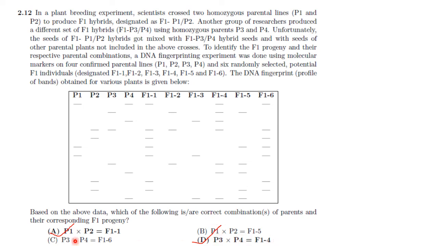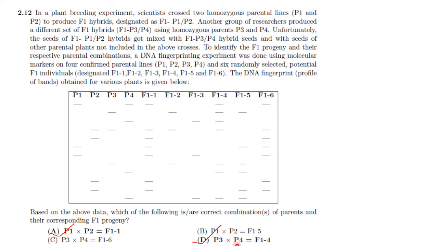Now take C, P3, P4 with F16. This is P3, this is P4. This is F16. This band is present in P4. Then this band is absent from F16. Then this band is also absent. This P3 band is present here. Similarly, these are new bands. Then this also is a new band. So the P3, P4 cross cannot give you F16 seeds.